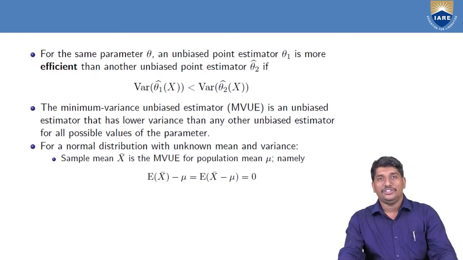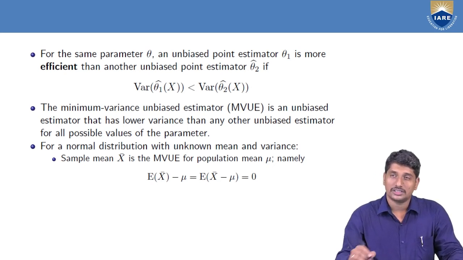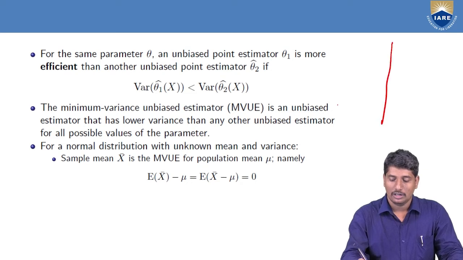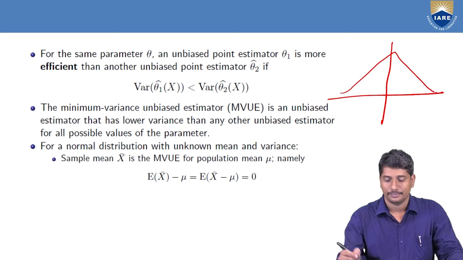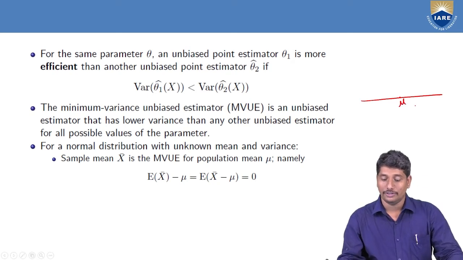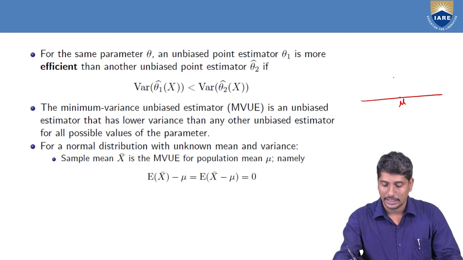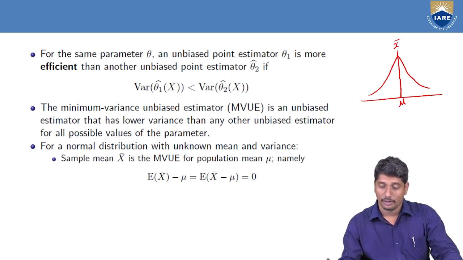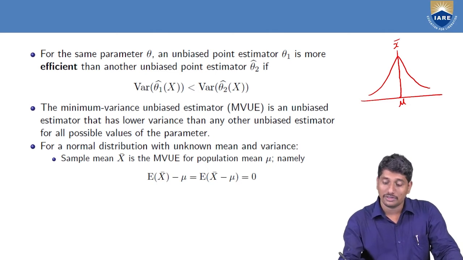Now what do you mean by an efficient estimator? Let us first discuss the difference between an unbiased estimator and a biased estimator. I am going to draw two diagrams which will describe unbiased and biased estimators. Here, this is mu, which we are trying to predict, and this is x bar. What you are observing is that the curve is symmetrical about the line x bar. That means it is equally spread on both sides.